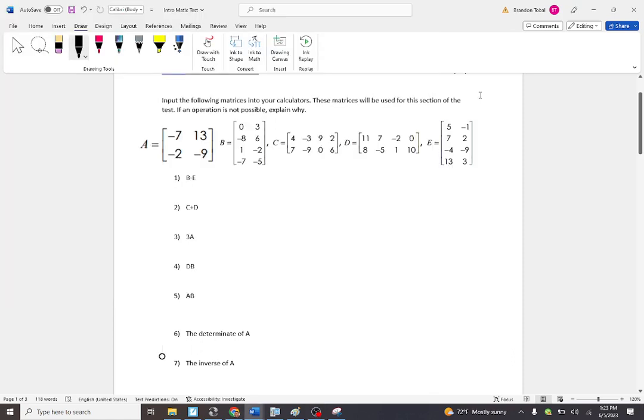Started recording. So these are matrices. I want to show you how to do it with your calculator.